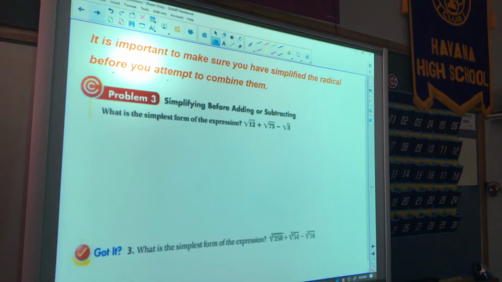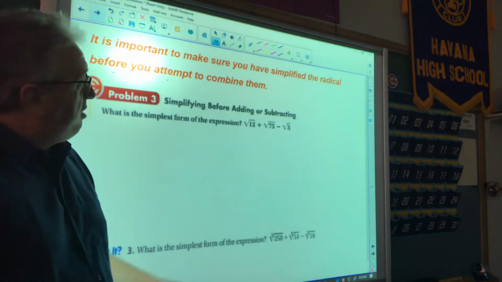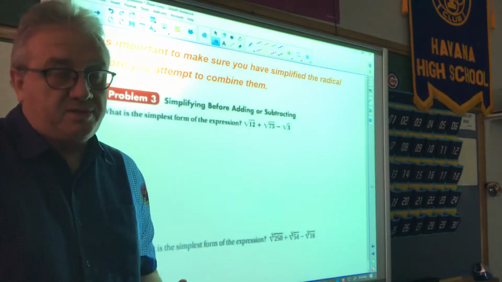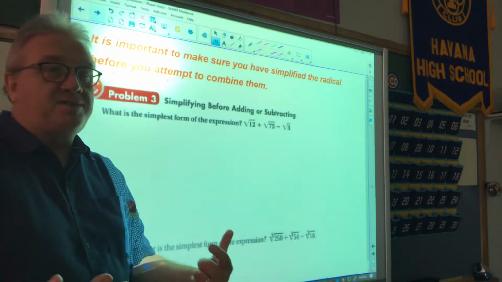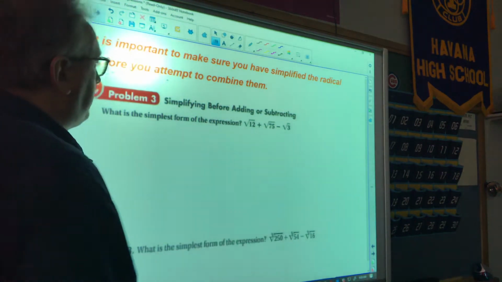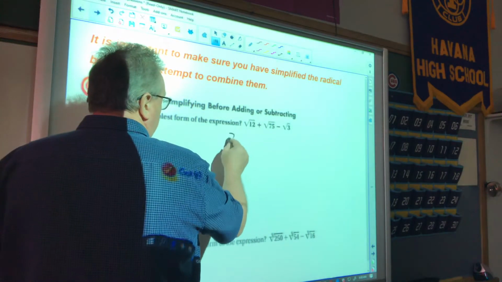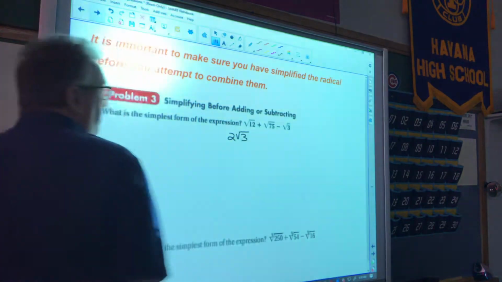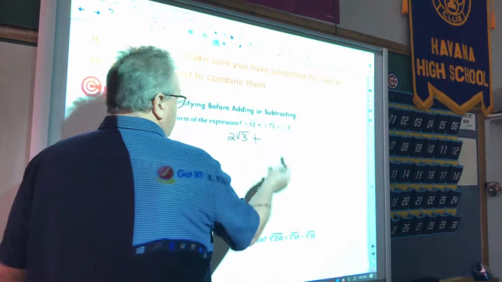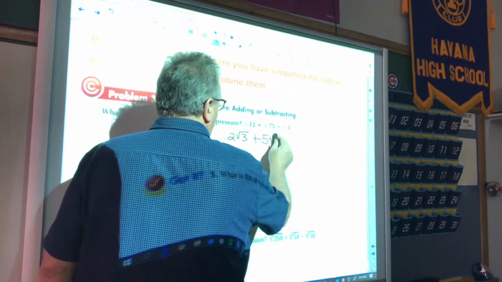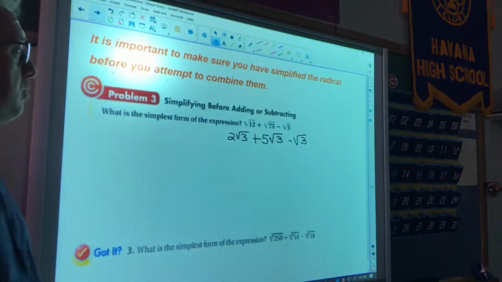All right, now let's look at something else. We also want to make sure that we have simplified the radicals, because when we simplify them, sometimes we come up with radicands that are the same. So let's look at an example here. Square root of 12, we can simplify that to 2 square root of 3. Okay? And square root of 75 can simplify to 5 square root of 3, and then square root of 3 is okay.